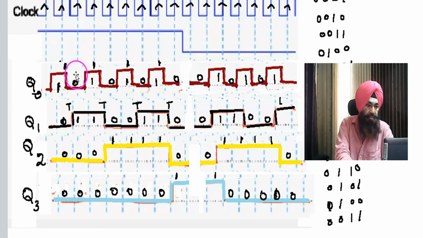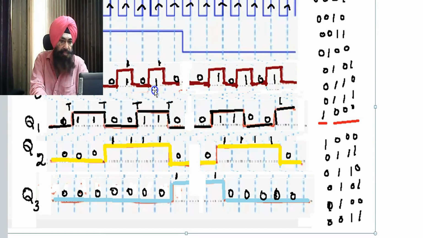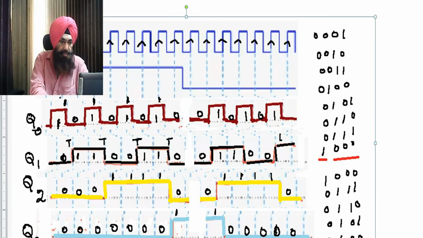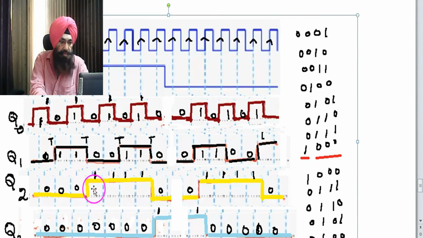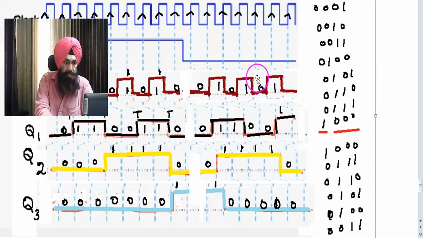Now this is 1 0 0 0, 0 1 0 0, 1 1 0 0. So all the counting is here. This is up counting, then this is down counting. So from up to these values, they will act as a down counter.